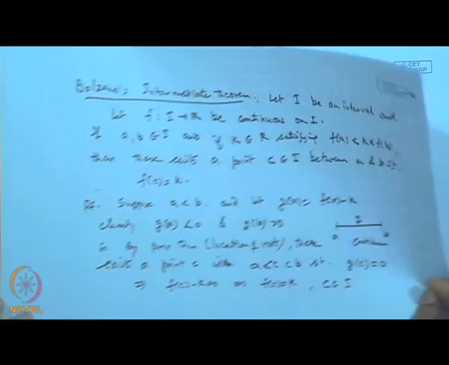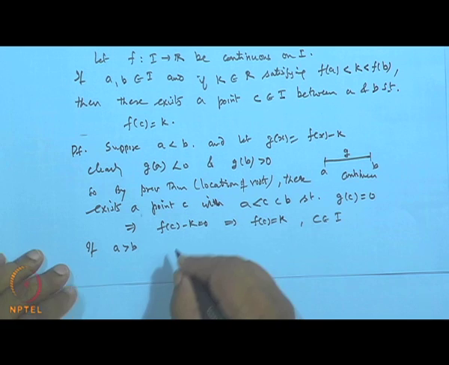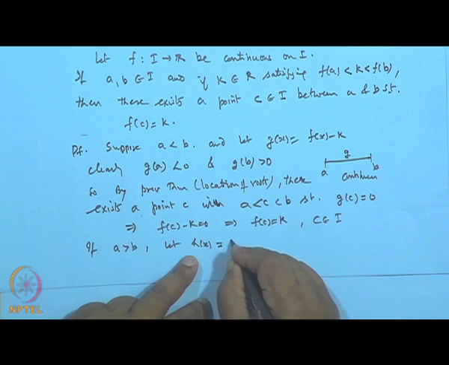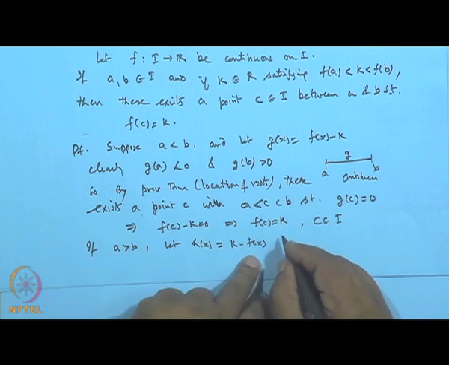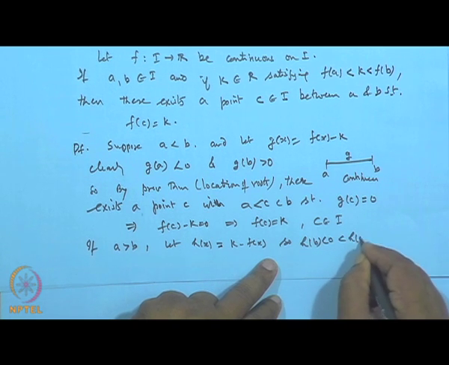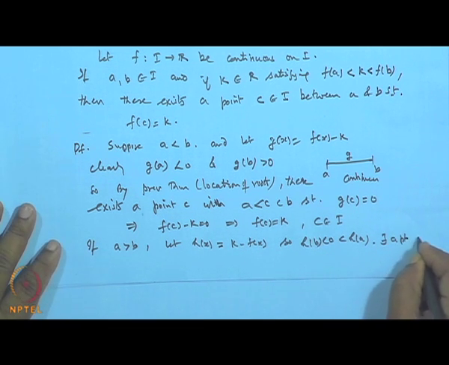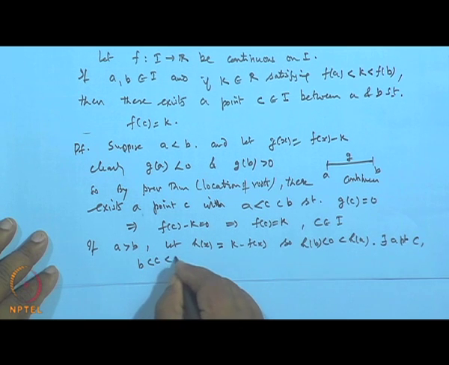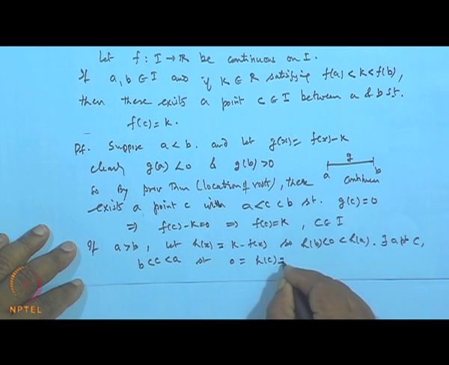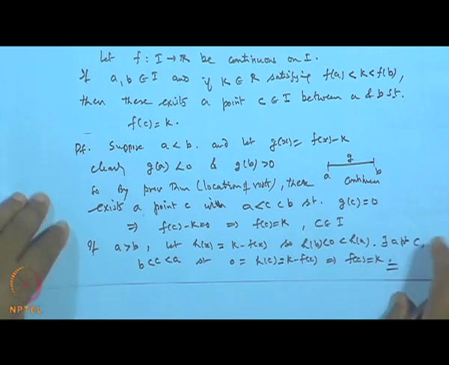Similarly, suppose a is greater than b. Then what happens? You consider the function h(x) equal to k minus f(x), so that h(b) will be negative and h(a) will be positive. So again there exists a point c lying between b and a such that the value of h will be 0 at this point, that is k minus f(c) is 0. So, this implies f(c) is equal to k, and that proves it.